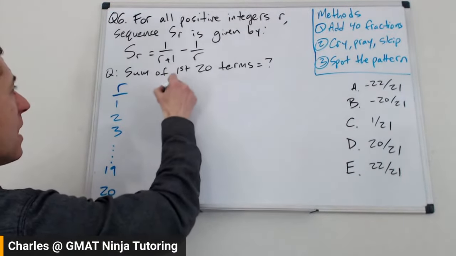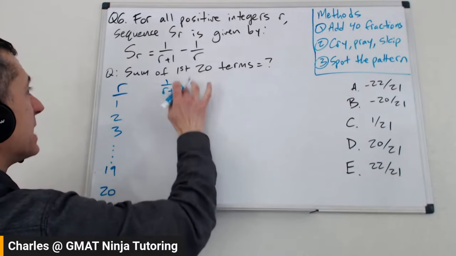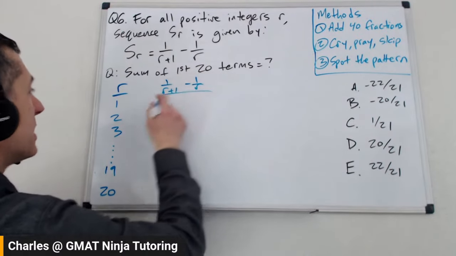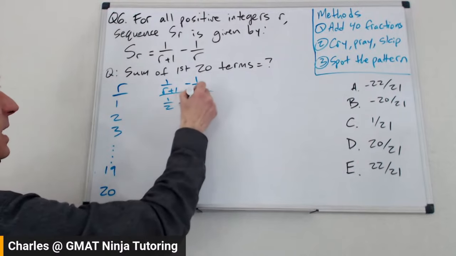And then I want to know, all right, what's this beast? Sorry, that's a minus 1 over R. Okay, so for that first one, we get 1 over 2 minus 1 over 1.